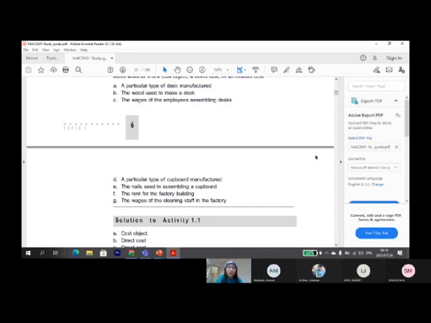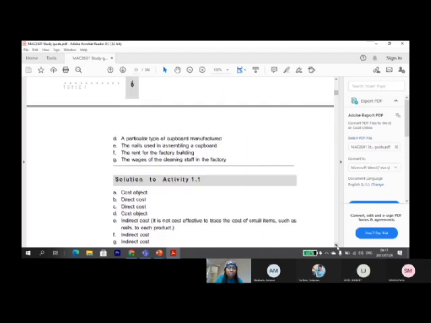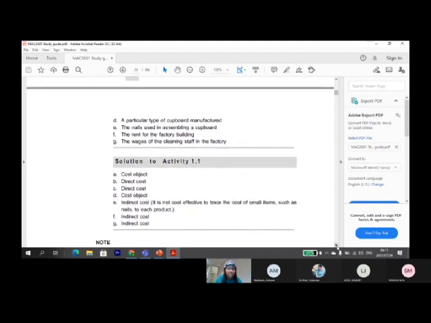The wages of employees who assemble the desk would be a direct cost also, because remember, I said direct costs are your material and also your labor that you can trace to the object. And then a particular type of cupboard manufactured, that would be D. That would be a cost object. Why? Because we can look and see the cupboard that's being manufactured.